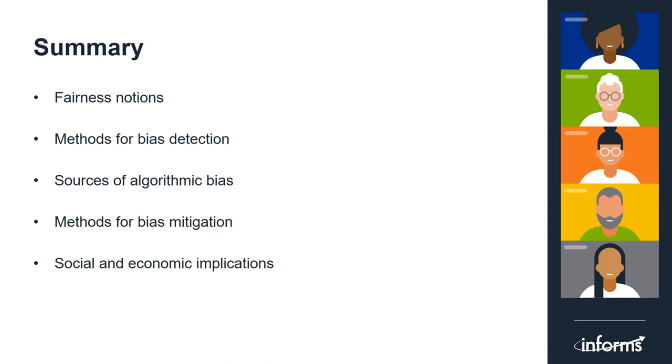We also reviewed existing methods for bias detection and highlighted the challenge in detecting bias in opaque algorithms without knowing either how the algorithm works or the ground truth in the population. We talked about potential sources of algorithmic bias, as well as three categories of methods for removing or reducing bias and their respective advantages and limitations. Finally, we reviewed the literature that looks at algorithmic bias through an economic lens.